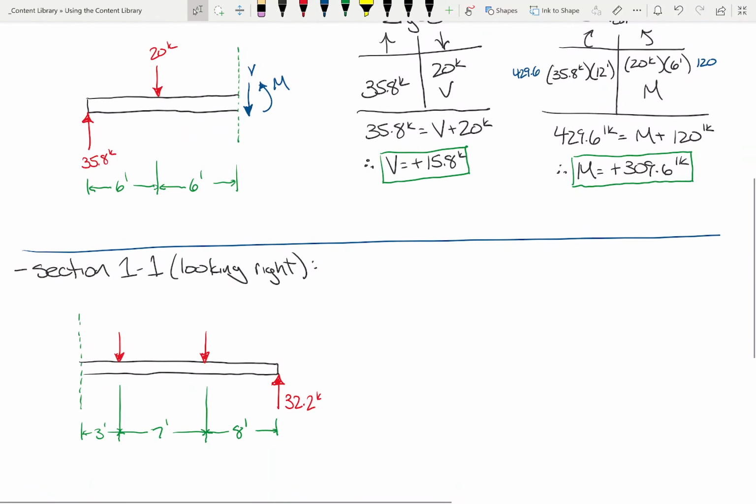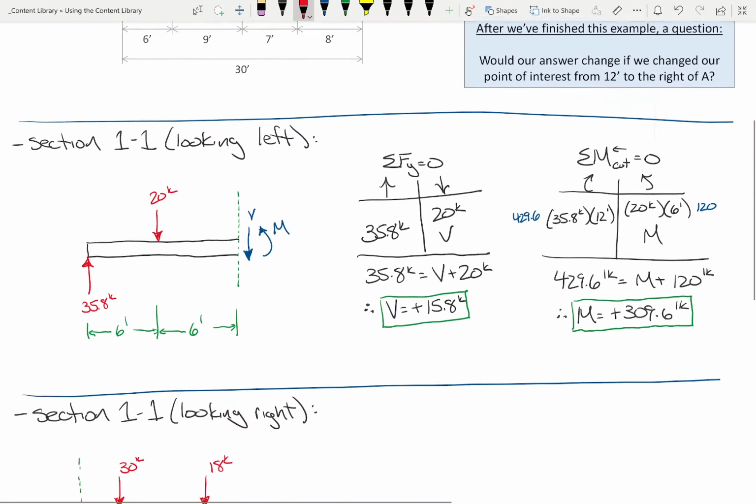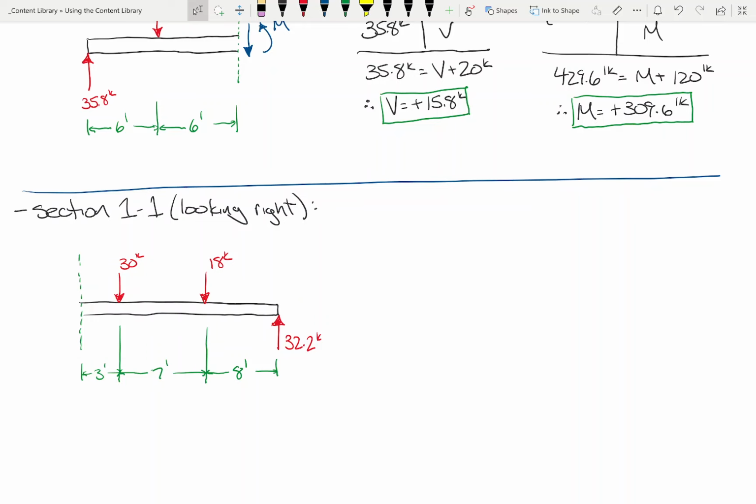Okay. What is that? 18 and 30. Did I get the right order? Yeah, 18, 30, 8, 7, 3. Okay. Did I get that right?